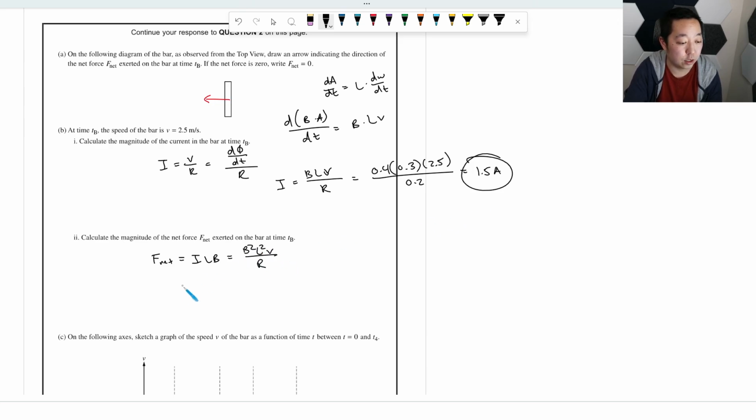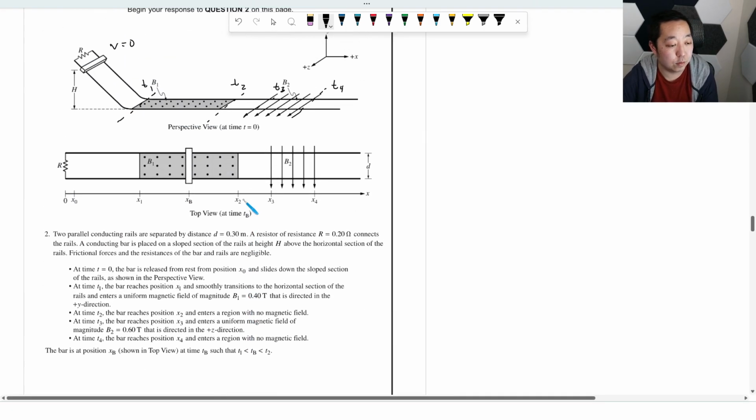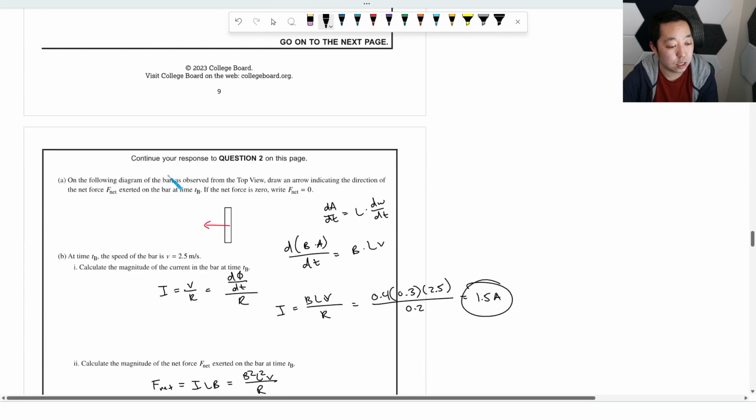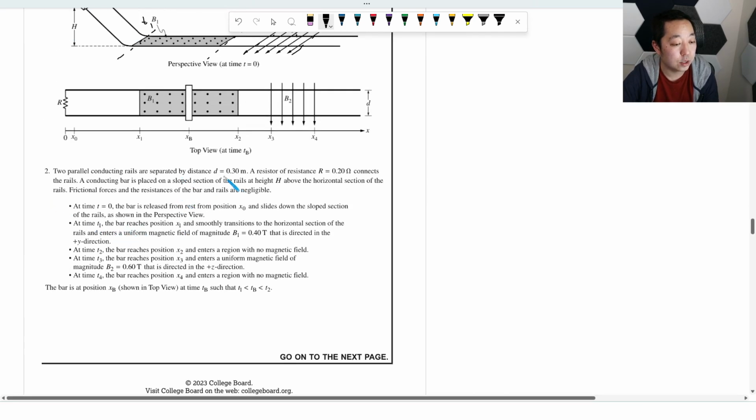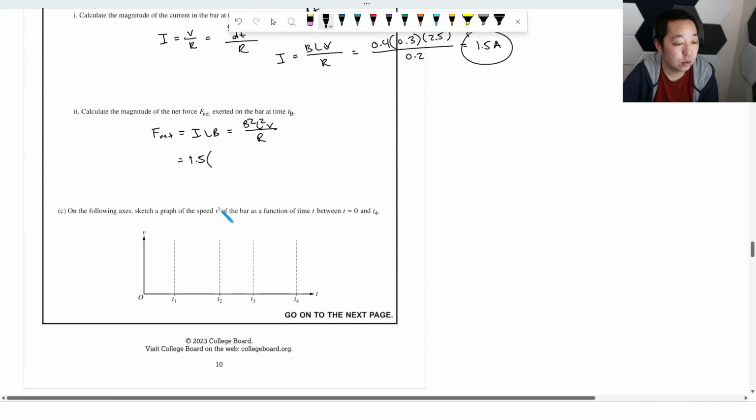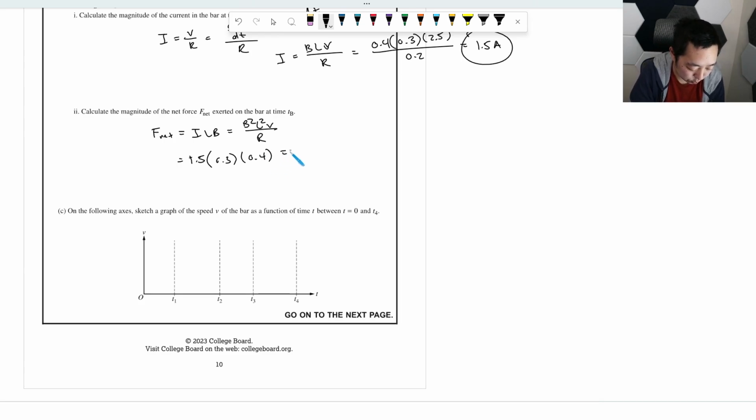Or you could just take that current times L, which is the length of the current. Now, the current would be going through this wire, so that L is just D. And that D we said was 0.3 there. 0.3, and the magnetic field was 0.4. So that times 0.3 times 0.4, and I'm left with 0.18 newtons.